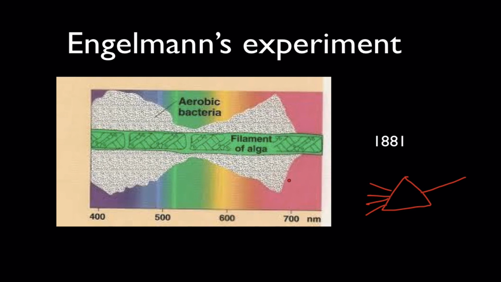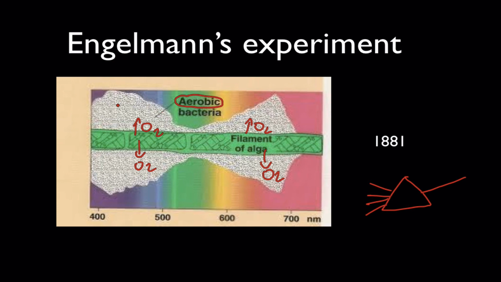Then he put this filamentous algae into a culture of bacteria. Now these bacteria are aerobic, which means they're attracted to oxygen. So as you can imagine, as you shine light on this filament of green algae, it's going to start doing photosynthesis and kicking out O2, which is a byproduct of photosynthesis. The bacteria are attracted to O2, so wherever there is more oxygen, there's going to be more bacteria.